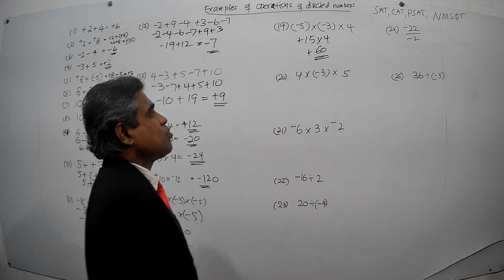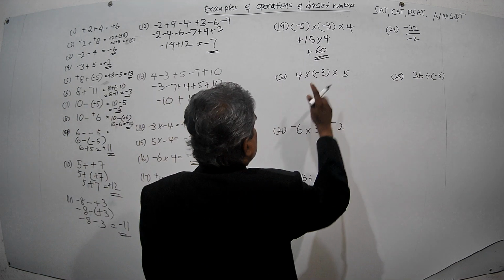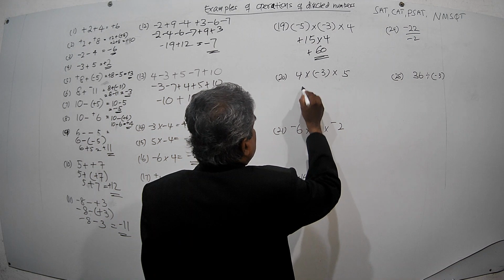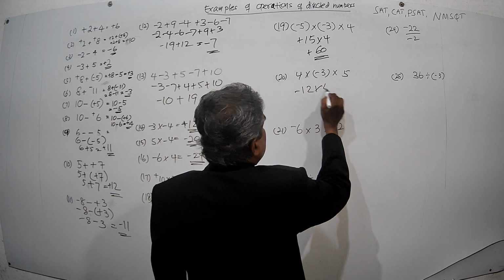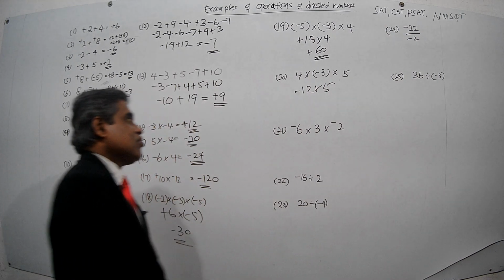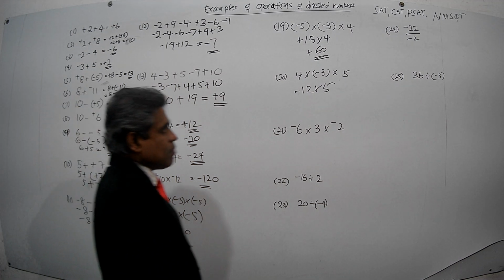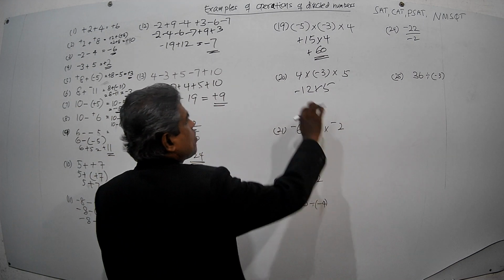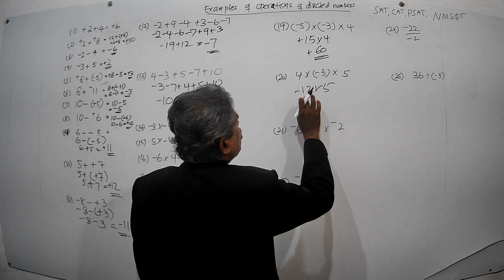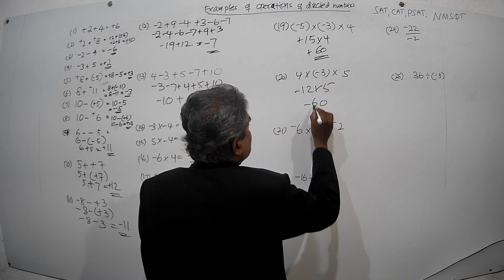One is negative, one is positive. Therefore, multiply these two numbers of different signs. Multiply, the answer is negative. Then minus 12 here, and multiply that by 5. That's positive 5. Now you have got two numbers of different signs again to be multiplied. That's minus 12 into 5. Then you multiply, the answer is negative. 12 times 5, 60, negative 60.